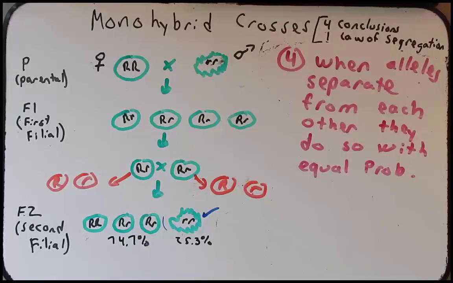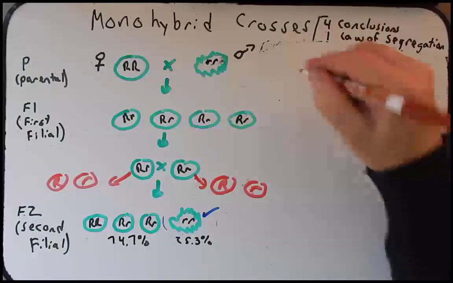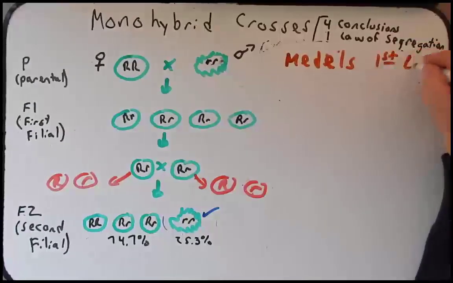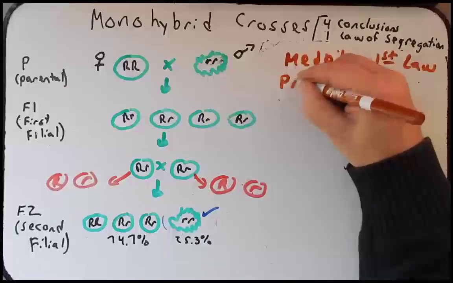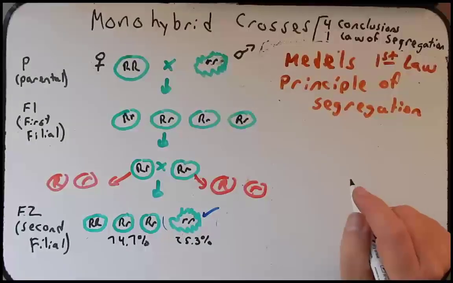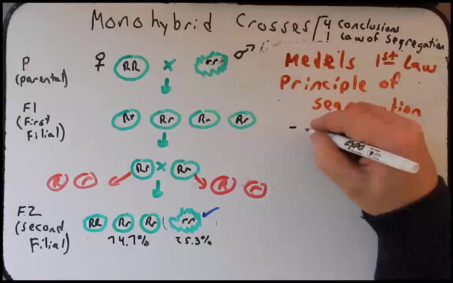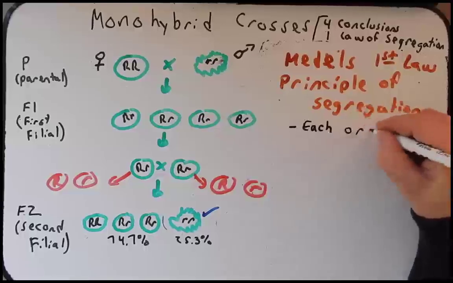These 4 conclusions he was able to make because it's the only way the math works out. When he counted the peas, these were the only possible conclusions he could make. Turns out he was right. It's pretty impressive. These 4 conclusions then led to ultimately Mendel's First Law, which is also known as the principle of segregation. This principle of segregation is going to sound very familiar to the 4 conclusions because it's built from it.